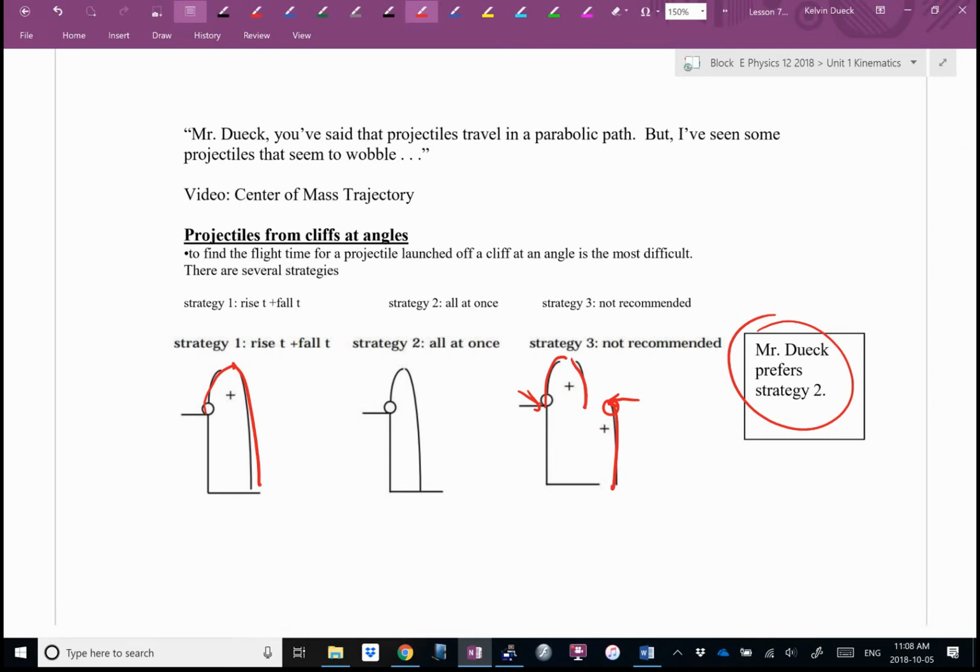Which quadratic? D equals VIT plus a half AT squared. That one. So you're going to end up using the quadratic equation, or a quadratic solver if you have one on your calculator, if you've listened to Mr. Dueck. Or if you're not great on the quadratic equation, I'll show you a workaround. It's lengthier, but it avoids the quadratic equation.